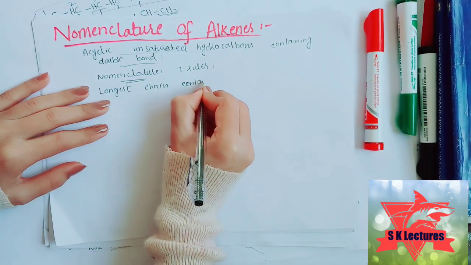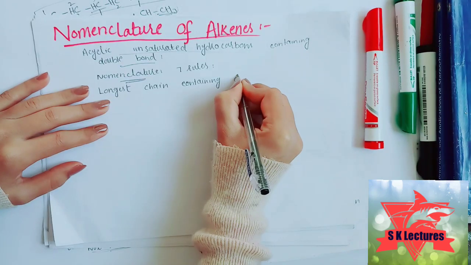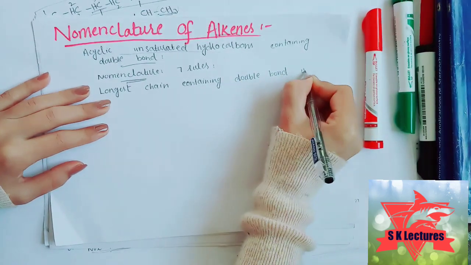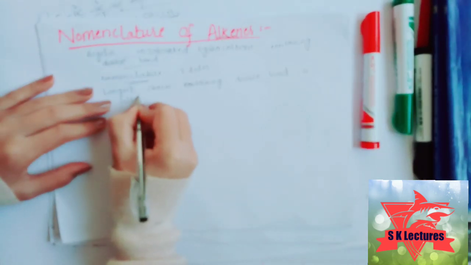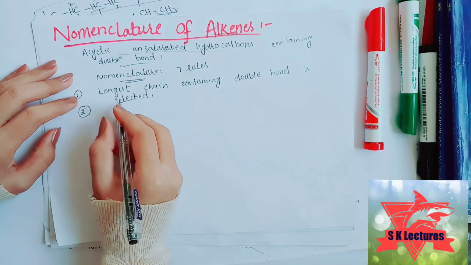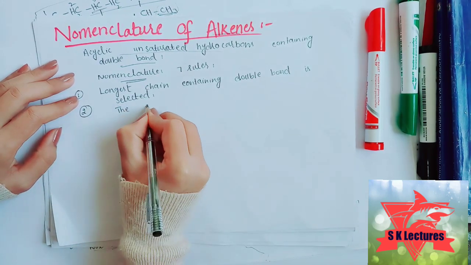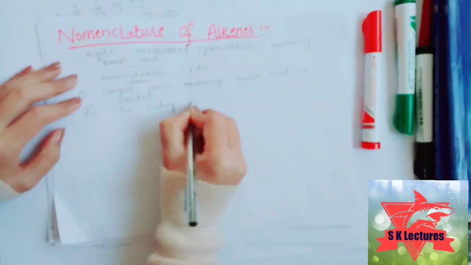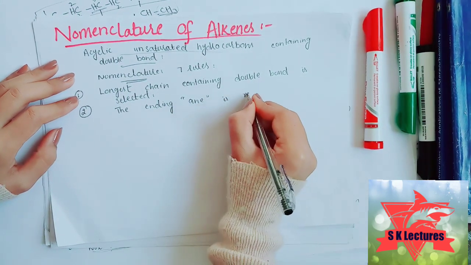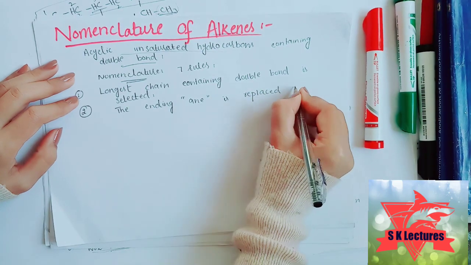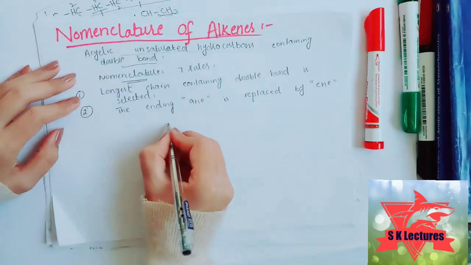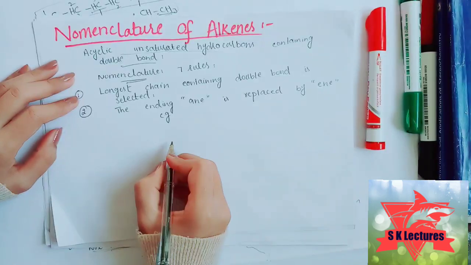That longest chain which contains a double bond will be selected as the parent chain. In alkanes there was not any double or triple bond, so we didn't mention it over there. So in alkenes, that chain will be selected which has the double bond. For the second rule, the ending of alkane, "ane", is replaced by "ene". For alkanes it is the "ane" ending, and for alkenes it is "ene".